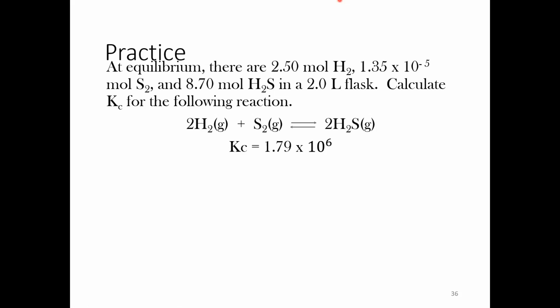And that's a really large number, which tells us that at equilibrium, at whatever temperature this was reached at, because the question doesn't give us that, since we've got a very large equilibrium constant, that means we're going to favor the products. So we're going to have a lot more of the H2S than we will of either of the reactants. And if we look back to the question, that's exactly what we have. We have 8.7 moles of the H2S, 2.5 moles of hydrogen, and then a very little amount of the S2.